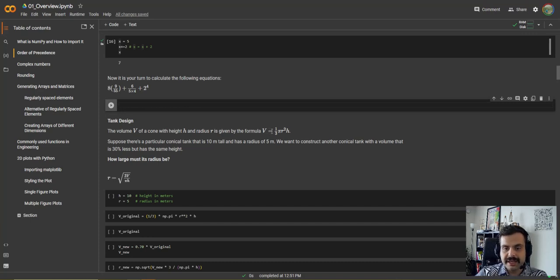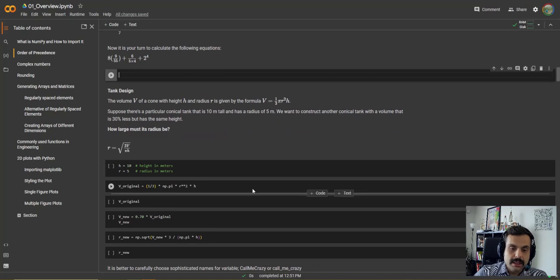So just by rearranging the variables here, and this is just math, it has nothing to do with programming, we can derive the equation for r, which is the square root of 3 times V divided by pi times h. Now we have the equation for V and the equation for r. Let's start and then derive the radius of the new tank. It is a good practice.